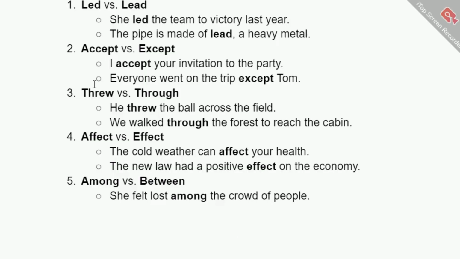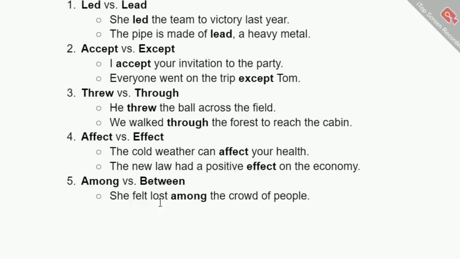Now next we have affect versus effect. Affect with A shows to influence or change something. And effect with E shows a result or outcome of something. Now next we have among versus between. Among we use in the middle of or surrounded by a group of people or things, meaning when we have more than two persons or things, that time we can use among. Between we use for two things or two people.